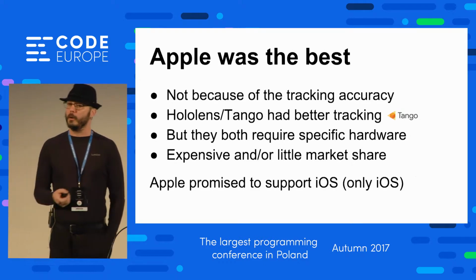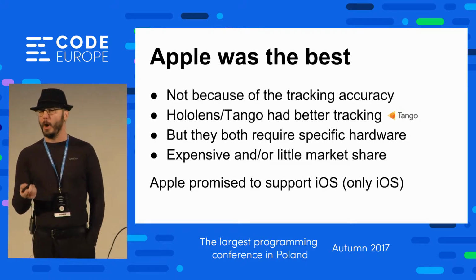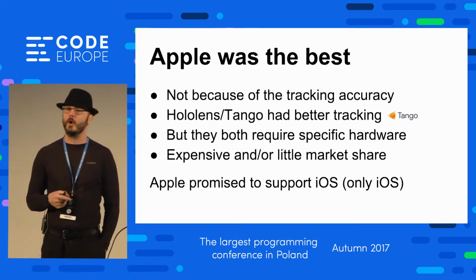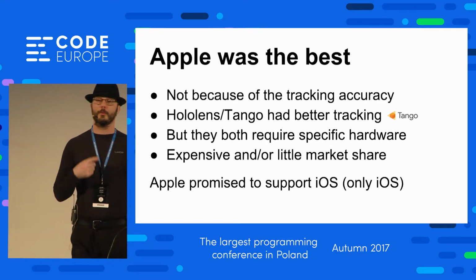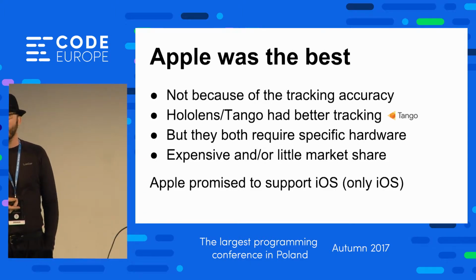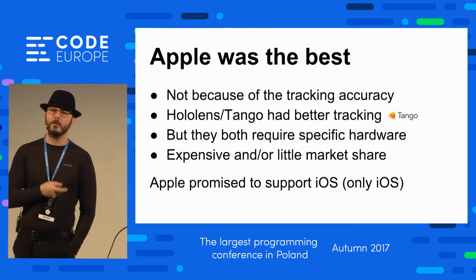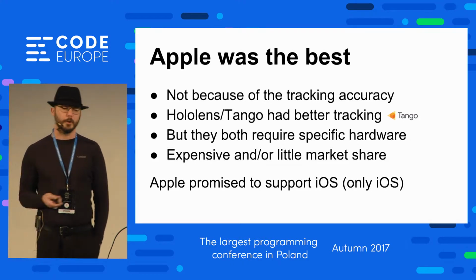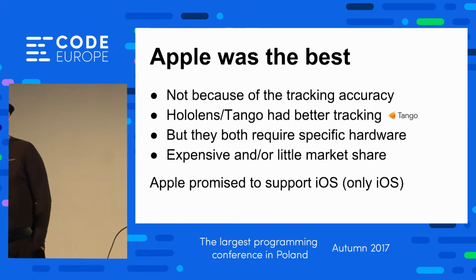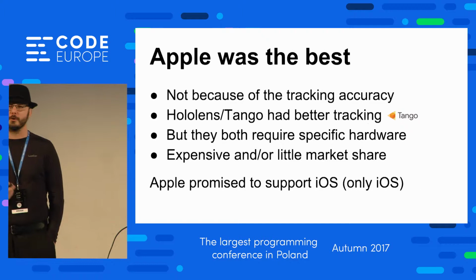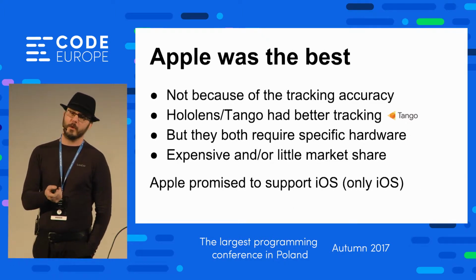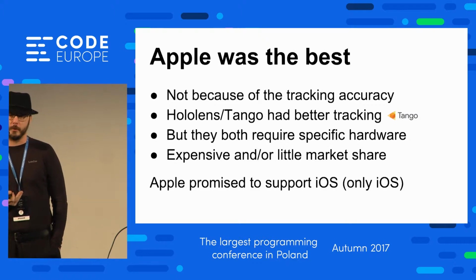Tango requires a specific device. This is a phone, a normal phone, but it has some unusual cameras in the back. Some depth camera like you have in Kinect, for example, or some wide angle camera, not the usual cameras that you have on your phone. Because both of them either cost a lot of money or require a specific device, this makes the adoption of augmented reality much harder.